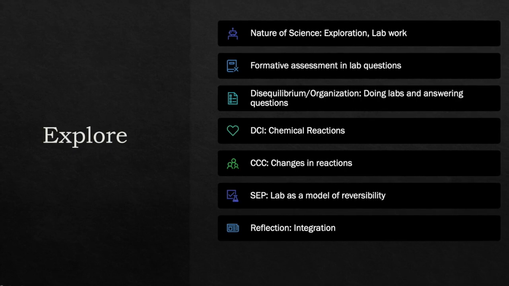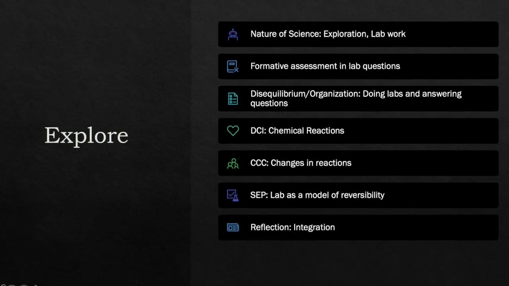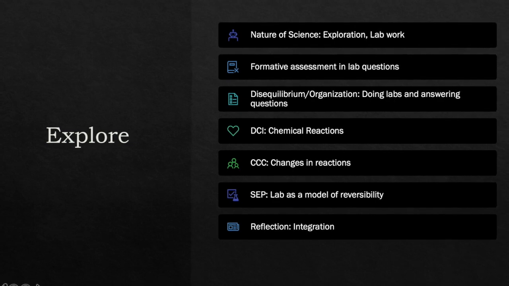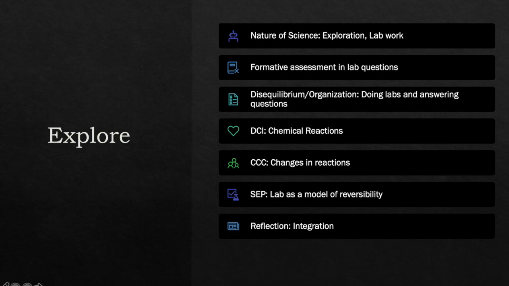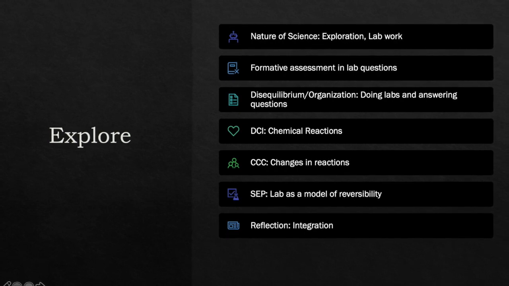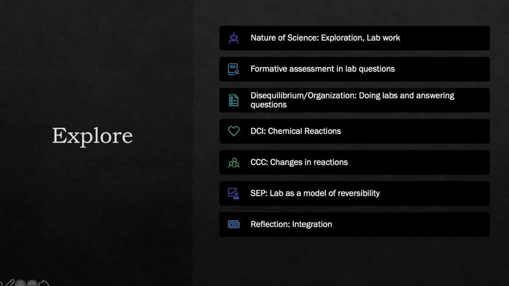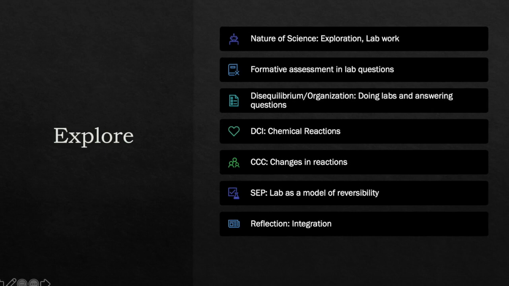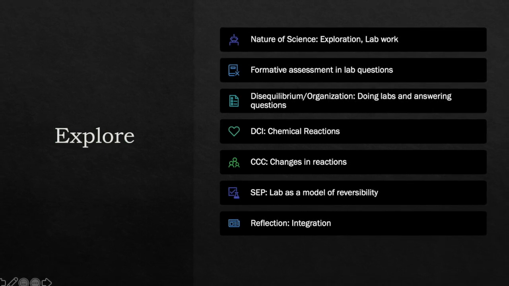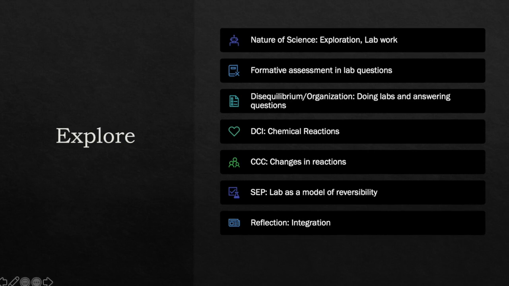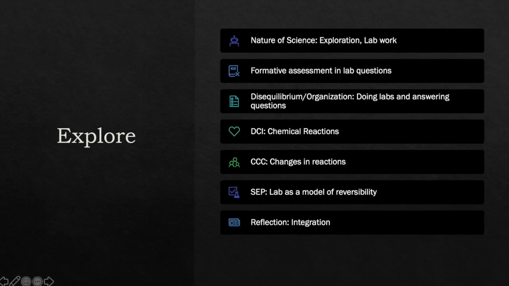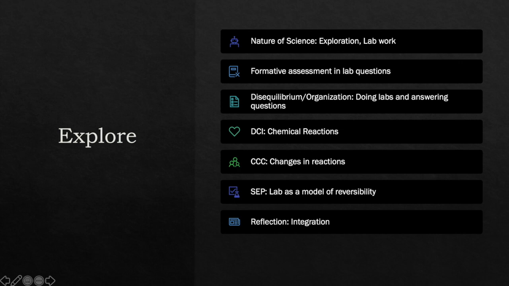And the DCI there really is the chemical reactions, simply because they are performing chemical reactions, and using that they can follow the CCC, the cross-cutting concepts of changes. And so then they can use the lab as a model of reversibility for going forward that addresses the science and engineering practices of it. And the hardest thing for me about this particular stage in terms of the 5 E's is the actual integration portion of the three dimensions, because it feels a little bit hard to integrate them.